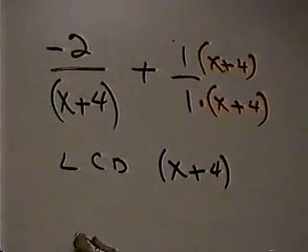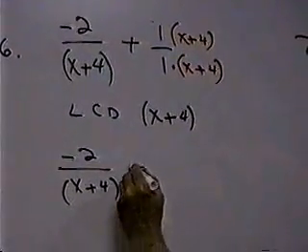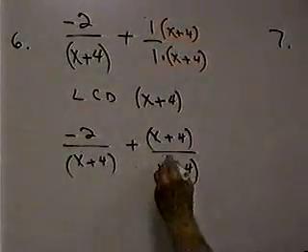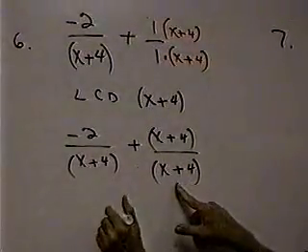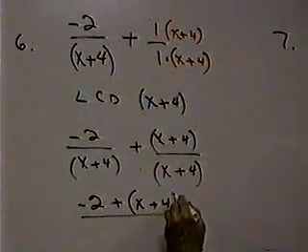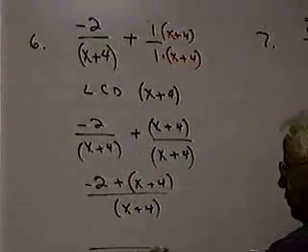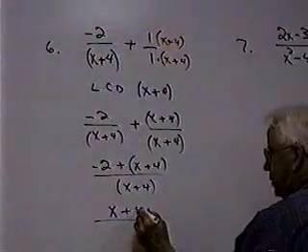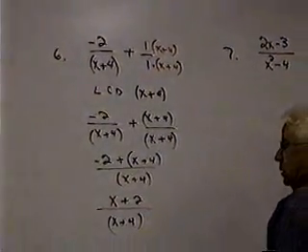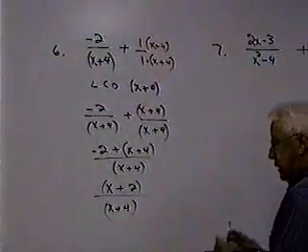So what I have now is a minus 2 over x plus 4 plus x plus 4 over x plus 4. I now have the same denominator, so I add numerators. So what I have on top is x plus 2 over x plus 4. Now, putting parentheses there, they're not the same, cannot reduce it, that's the final answer.